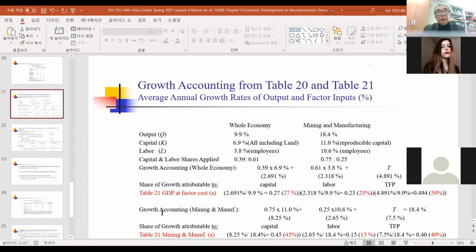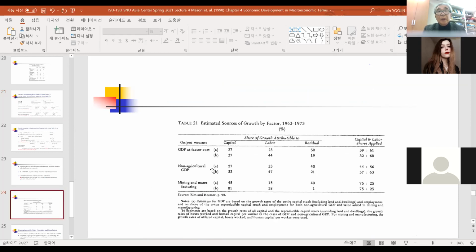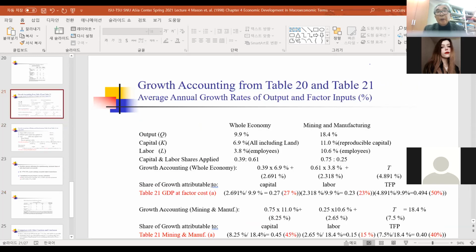Let us take a look at growth accounting for mining and manufacturing. Again, where did they get this number, 0.75, 0.25? Let's go forward. Here, mining and manufacturing capital and labor shares are 75% and 25%. You see? They are quoting from Table 21 to this table.